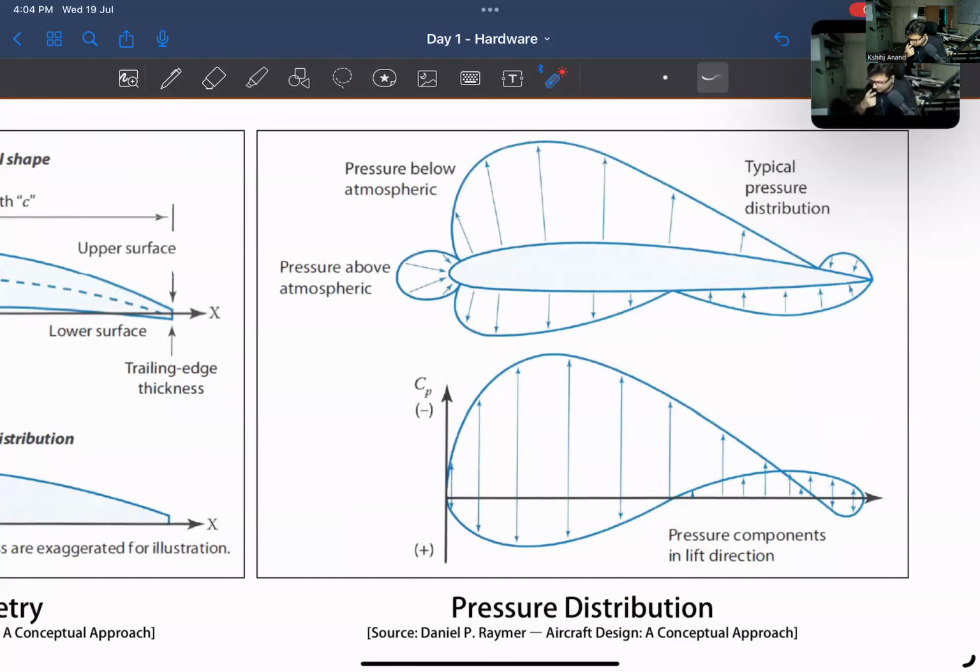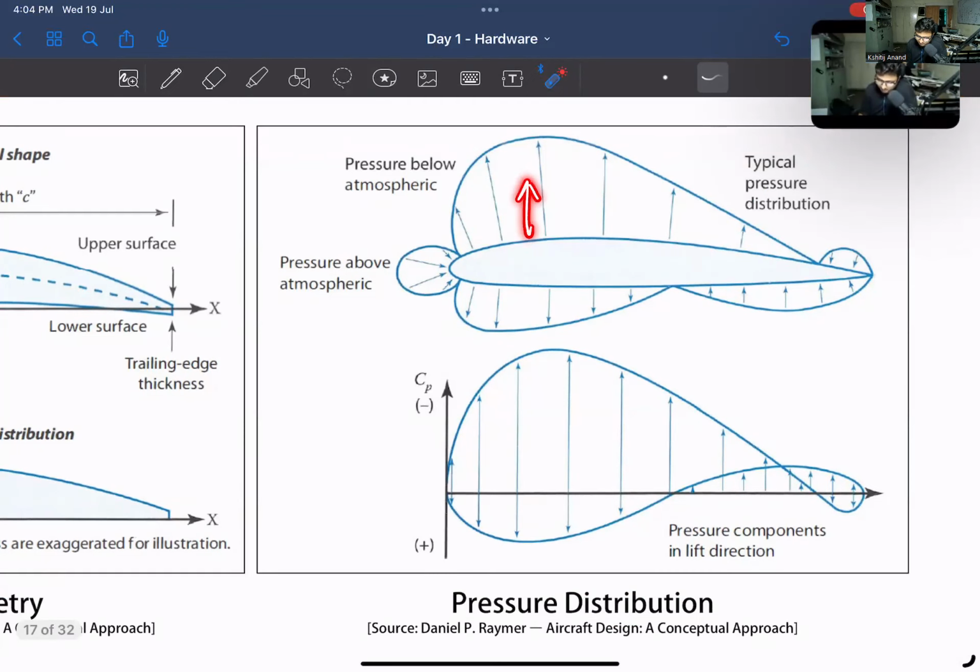So how does the pressure distribution look around a typical airfoil? As you can see, the pressure is below atmospheric on one side, and the pressure is above atmospheric on the other. So because this is below, a force is being generated here, pulling up, right? So this is a suction force, this is the upward lifting force. So the net force is on the top, and the net force in the drag direction is here.